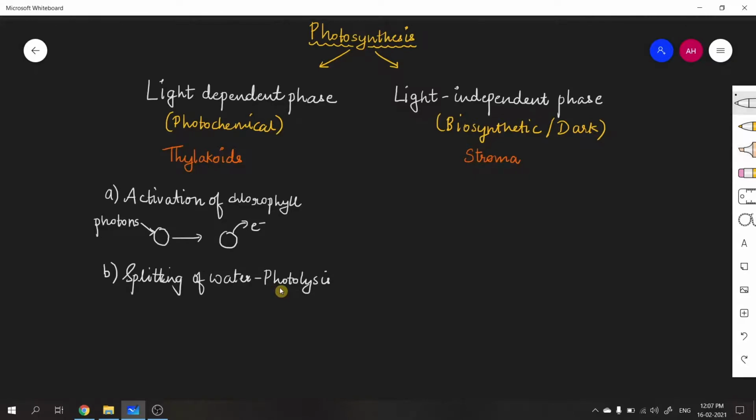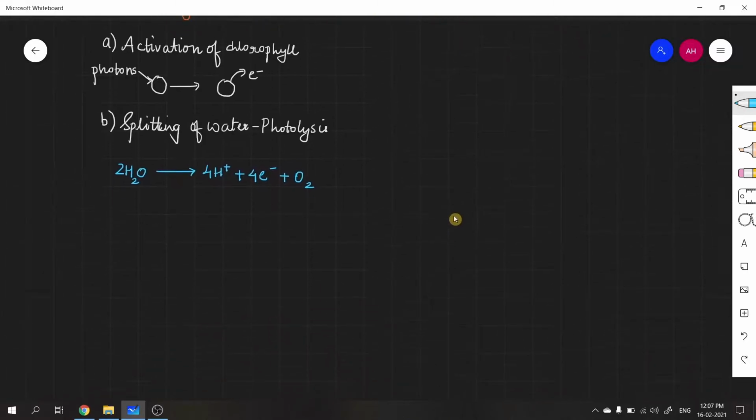So let me write down the reaction here. So water molecule splits into its components, the hydrogen ions, electrons are released, and oxygen is also released. This is the reaction indicating photolysis, right? Let me just slide this up a bit.